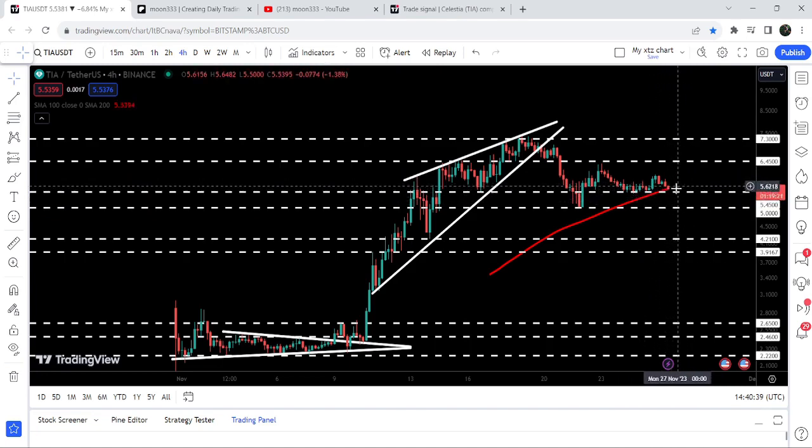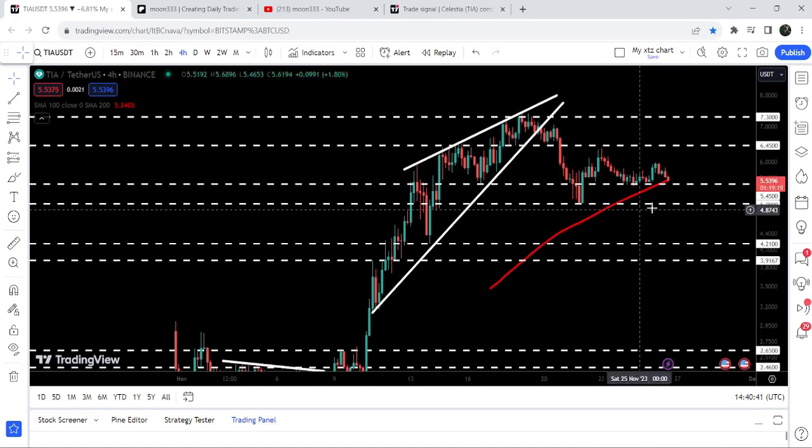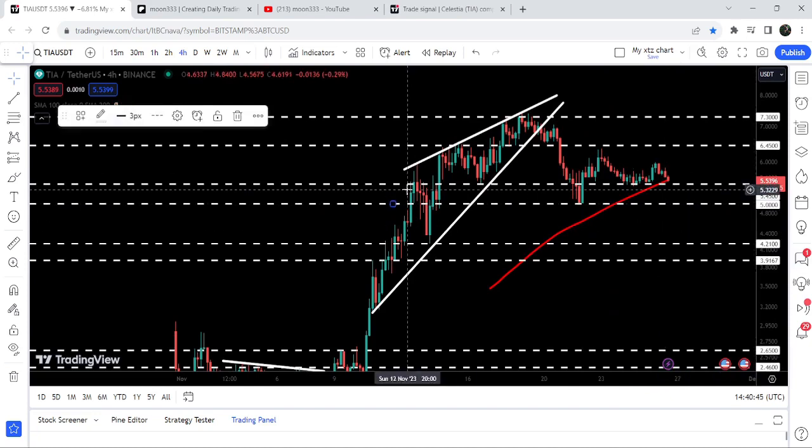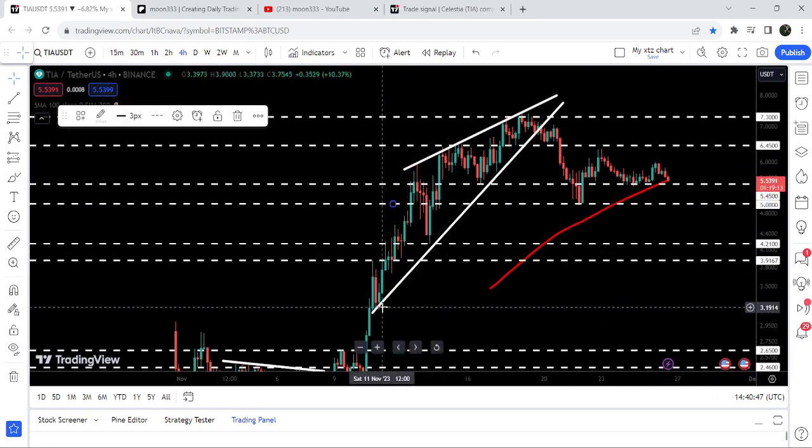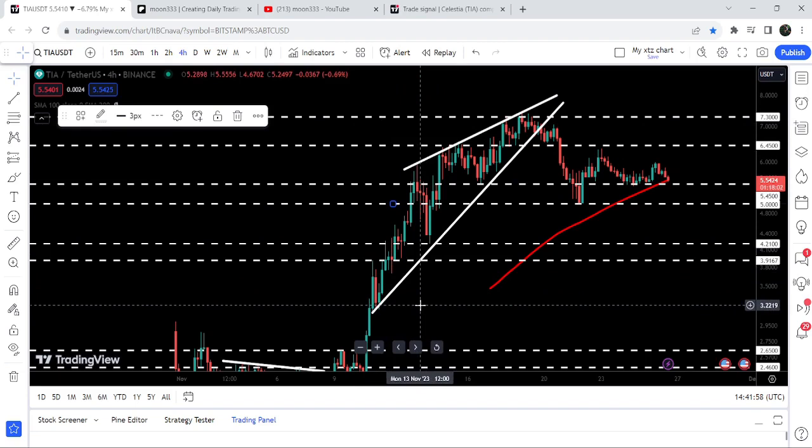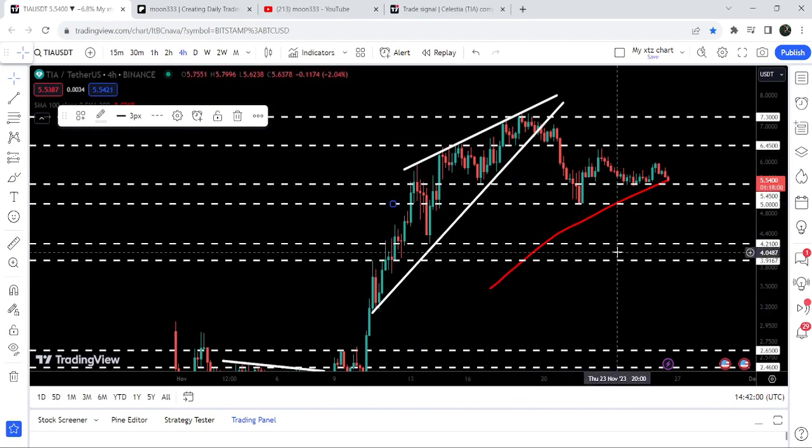However, if the price breaks down these two supports, then it can immediately drop down up till the next support that is here at $5. And by the way, the target for this breakdown is here from this rising wedge pattern at the bottom of the wedge, approximately at $3.22. But before that, we have a lot of support levels to be broken down.